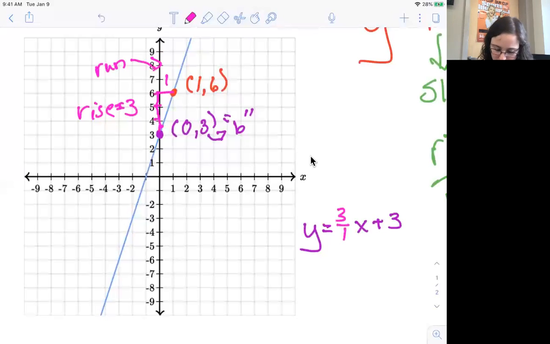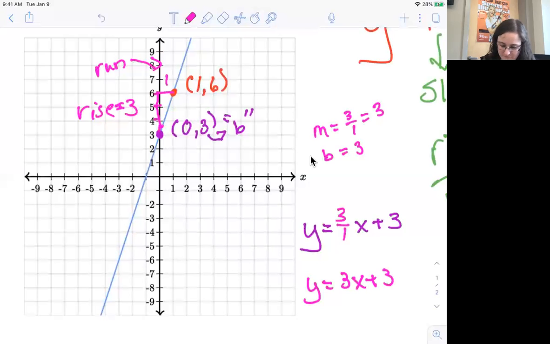All right, so maybe I'll write that over here. M is 3 over 1. My b is 3. And if I'm going to clean up the line and make my answer look as nice as possible, instead of writing 3 over 1, I would just write 3. All right, and there is my answer. That's the slope-intercept form of the line.